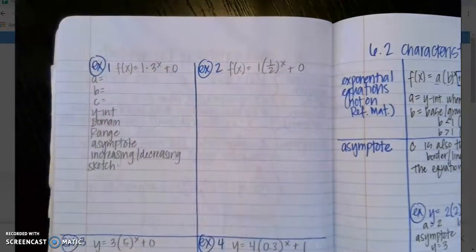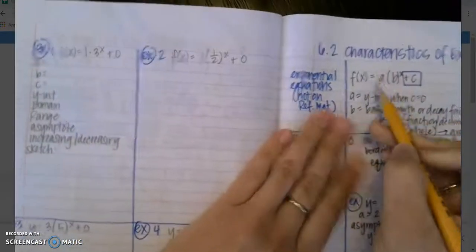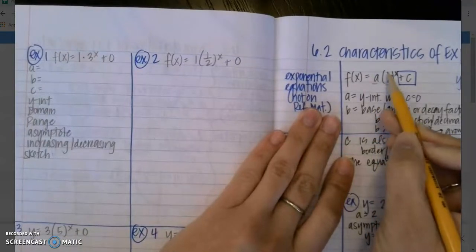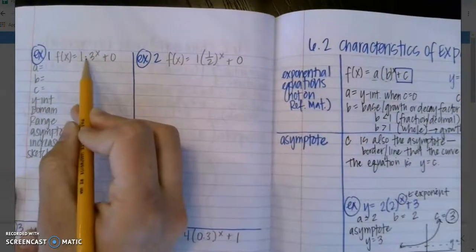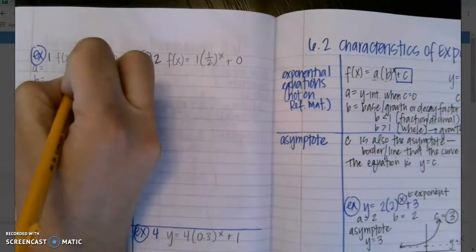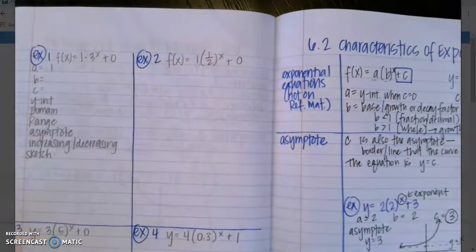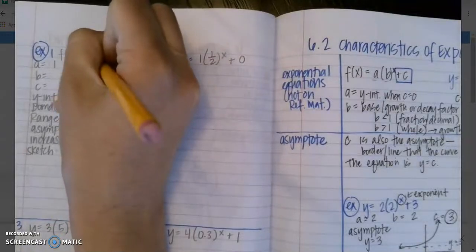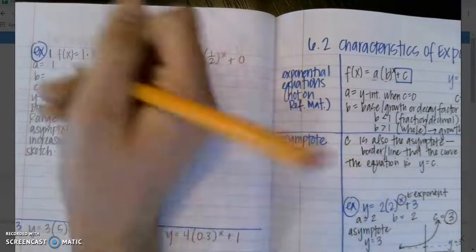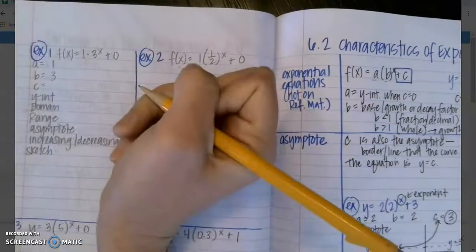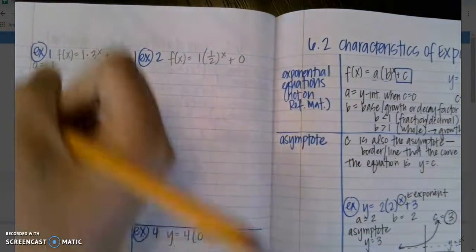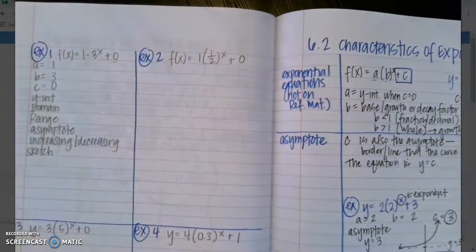Okay, so what does my A equal? If I go back to my notes, my A is my number in front. Sometimes you'll have a decimal, sometimes you'll have a parenthesis set rather, sometimes you'll have the dot, that means multiply. So my A value is 1. My B value is my growth or decay factor, which is the number that belongs with the exponent. So my B is 3 in this example. And my C is my number out front that I'm adding to. And in this case it's going to be 0.